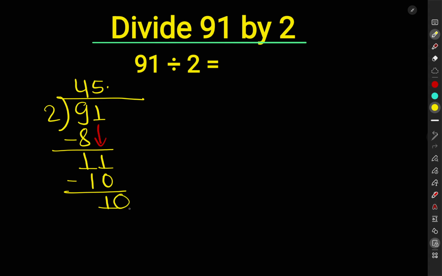So now it became 10. So 2 times 5 means 10. On subtracting we get 0. So 91 divided by 2 we get 45 decimal 5.